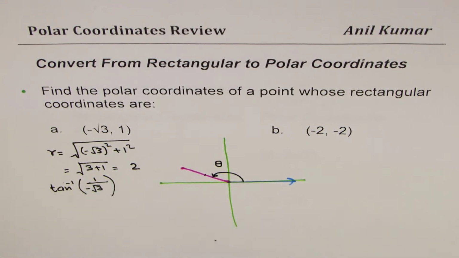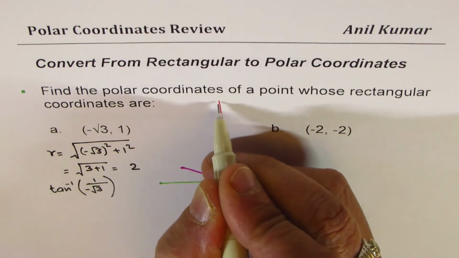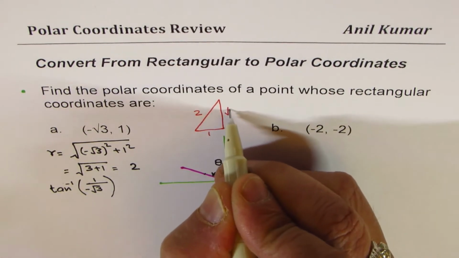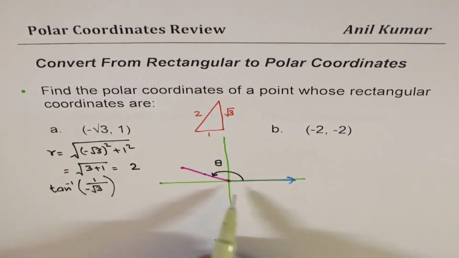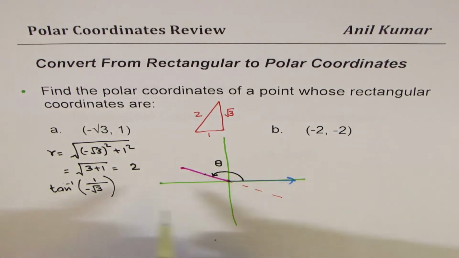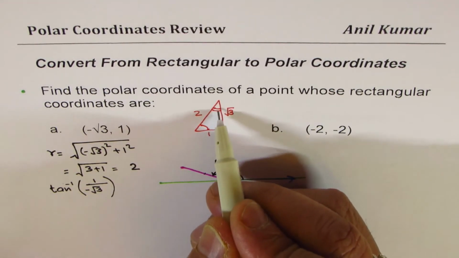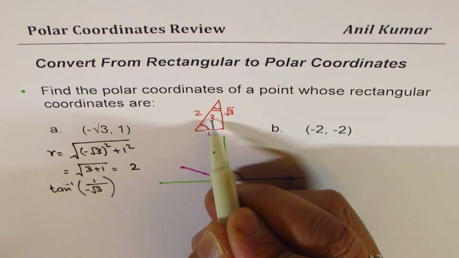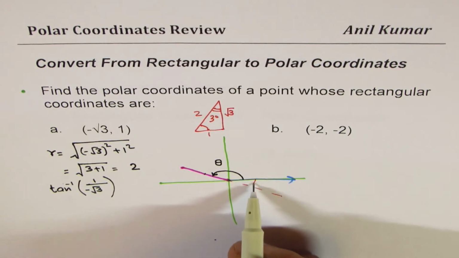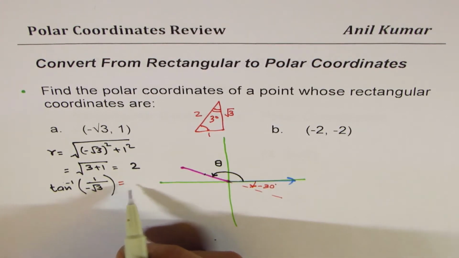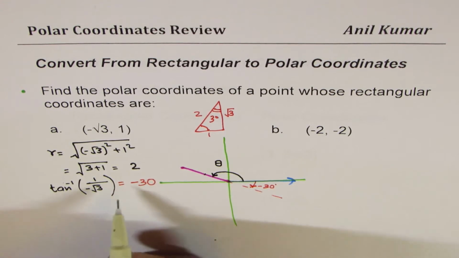Now if you do this on a calculator, what do you get? I am going to use special triangles here. I have purposely taken these values so that I don't really have to use a calculator. When we say this, we are talking about this side, so the angle I get is this angle. Tan is 1 over square root 3, so 30 degrees with a negative sign. So I get minus 30 degrees.